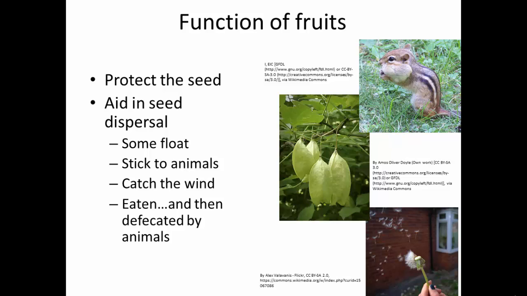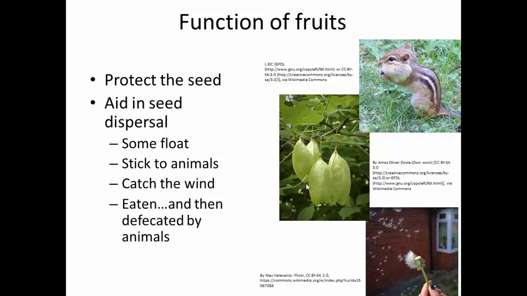Some fruits aid in seed dispersal. So for example, some fruits, like those pictured here of the American bladderwort, float. So these little fruits are filled with air, and they float on the water. So this is an example of a plant that lives in riparian areas, and it drops its fruits, these bladders, onto the water, and then the bladders float downstream and disperse the seeds far from the mother plant.